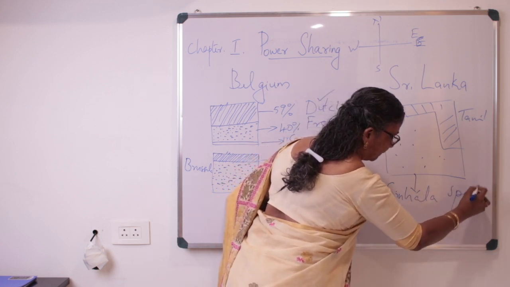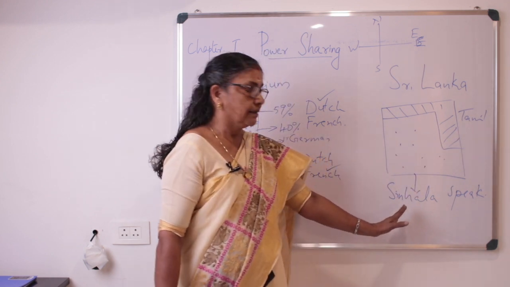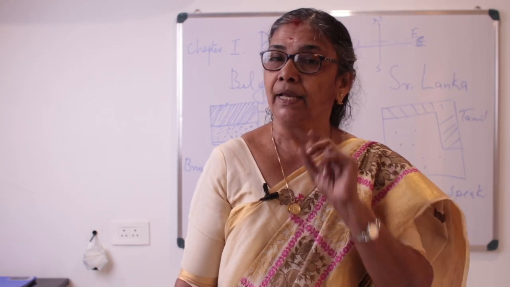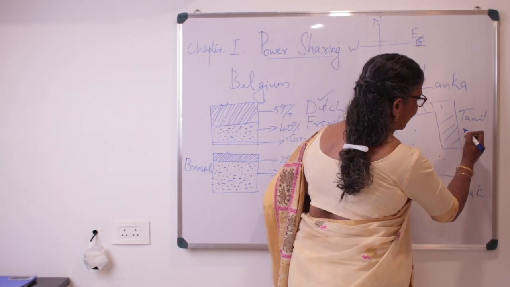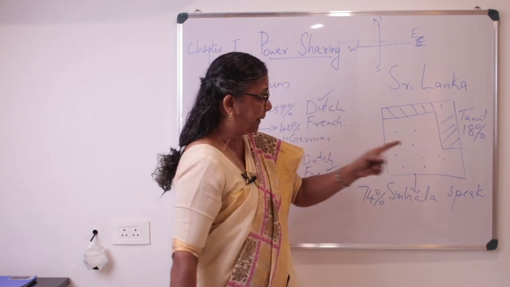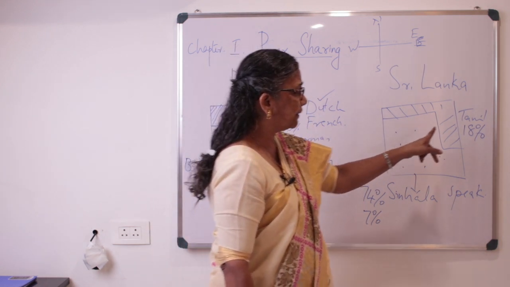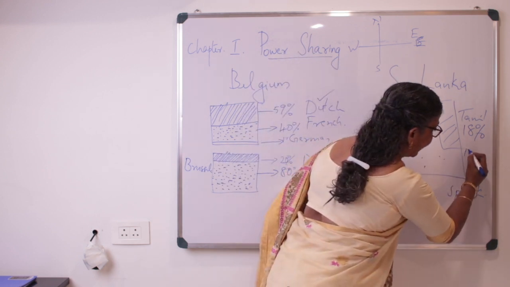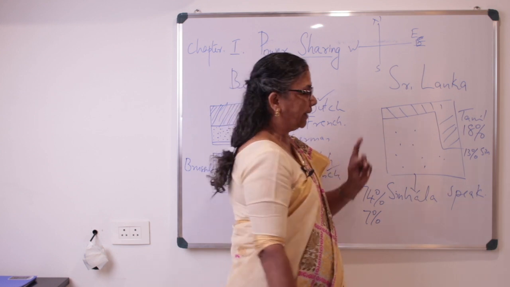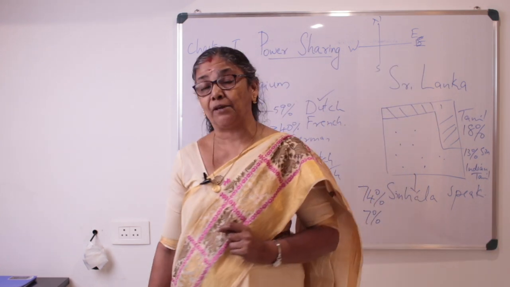Here also we can see the conflict between Tamil speaking people and Sinhala speaking people. The Tamil speaking people include Sri Lankan Tamils and also Indian Tamil speaking people. In Sri Lanka, Tamil speaking people are about 18% and Sinhala speaking people about 74%, and the rest, about 7%, speak both Sinhala and Tamil. Among the 18% of Tamil speaking people, 13% are Sri Lankan Tamils, and the rest are Indian Tamils, whose forefathers came from India.